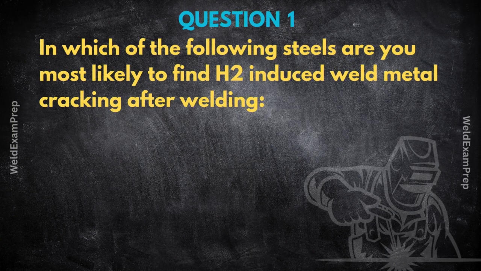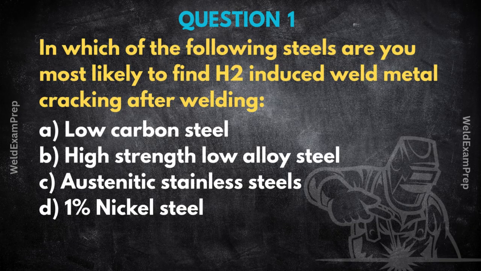Question number 1. In which of the following steels are you most likely to find H2-induced weld metal cracking after welding? Your options are A, low-carbon steel, B, high-strength low-alloy steel, C, austenitic stainless steels, or D, 1% nickel steel. Take a second. Where do you think this hydrogen-induced cracking issue is most likely to pop up? Okay, the correct answer, the one you really need to know here, is B, high-strength low-alloy steel.